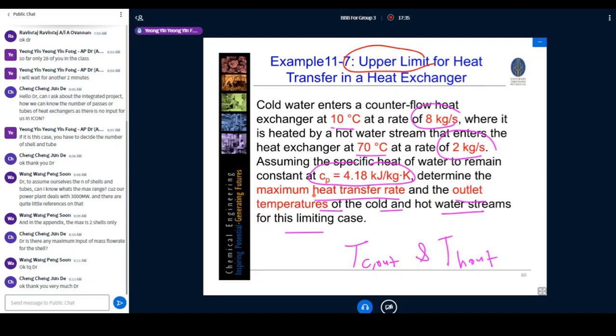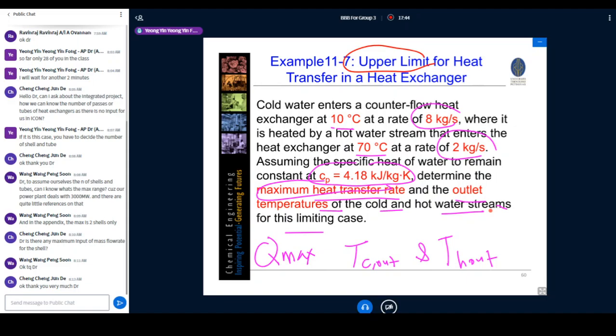Okay? In fact, if you want to get the real outlet temperature, you need to use the Q. How to get the Q? Q is just the effectiveness times Qmax, because effectiveness equals Q divided by Qmax. That's why this is a very special example, whereby you need to calculate the outlet temperature by using the Qmax value. Okay, so this is the question. That's why it's called a limiting case, because we calculate the outlet temperature by using the Qmax value instead of the Q value.